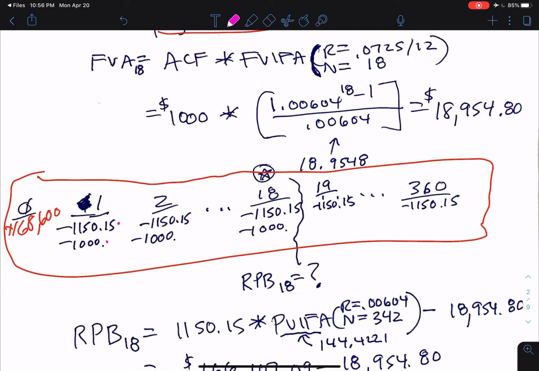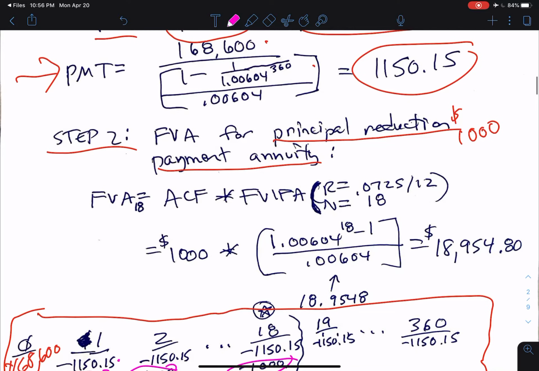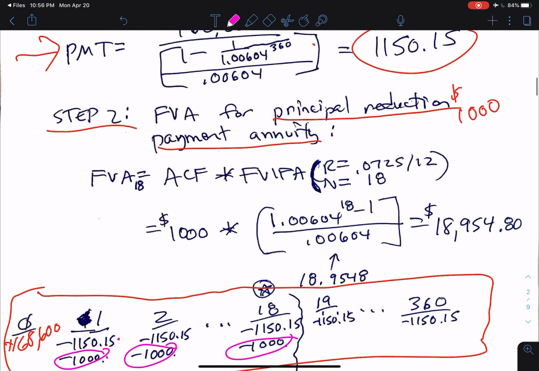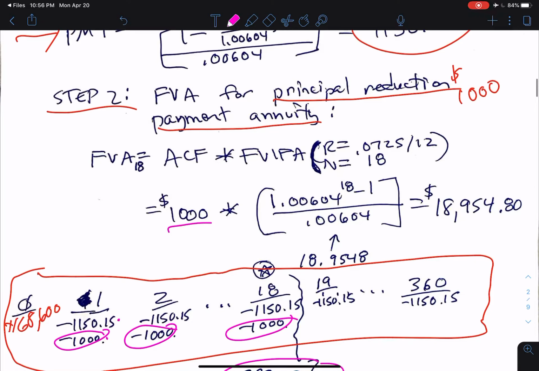And what's different about this is we're making these payments every time we make a regular payment, up to date 18. And the question, of course, is, what's my remaining principal balance at date 18 once I do all that? Well, in step 2 here, we're going to figure out the future value of just that $1,000 annuity, the principal reduction payment annuity, important term. We're going to find the future value of that.